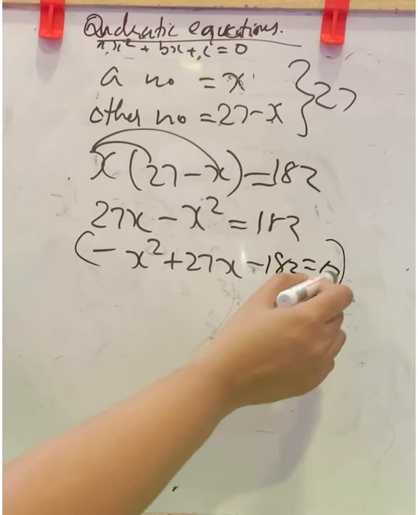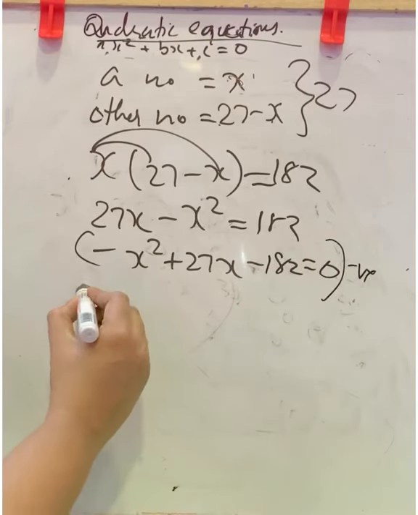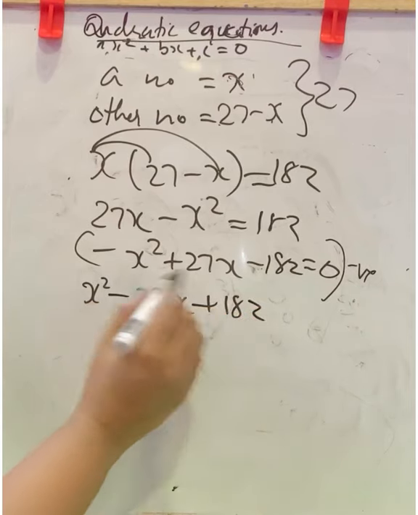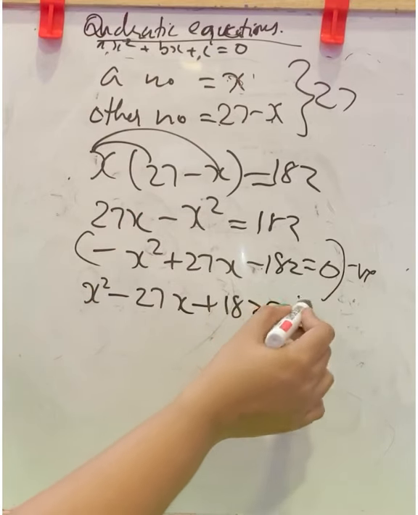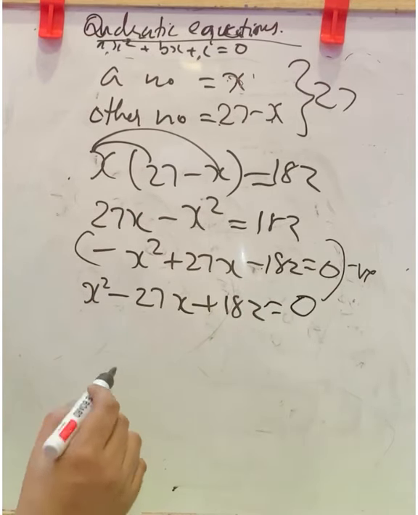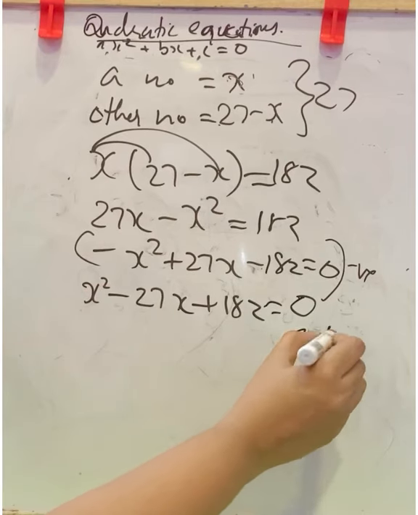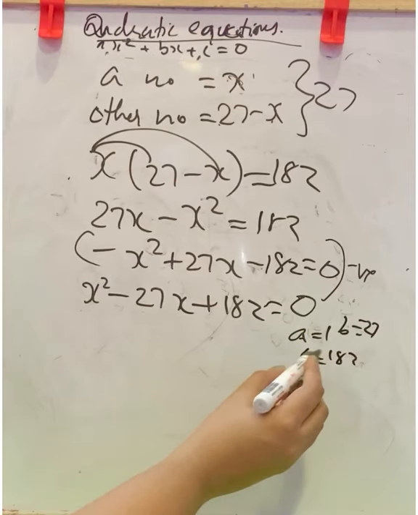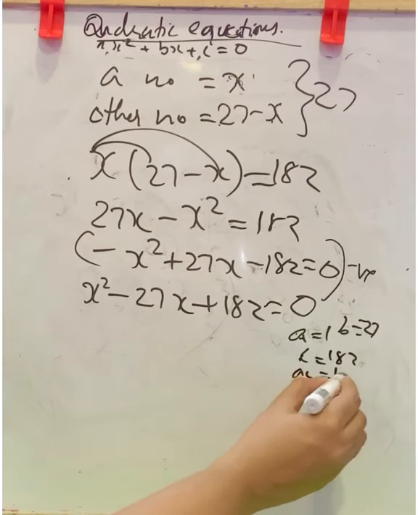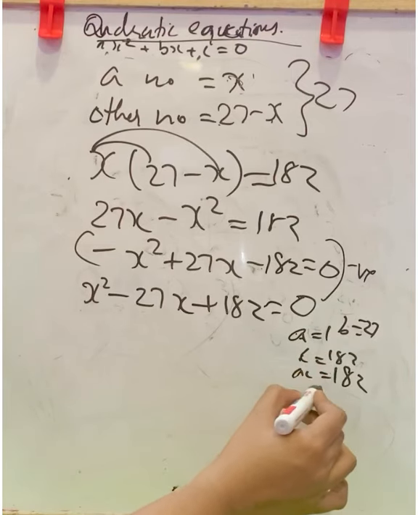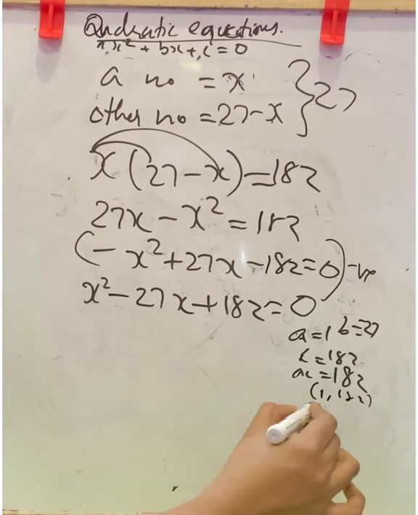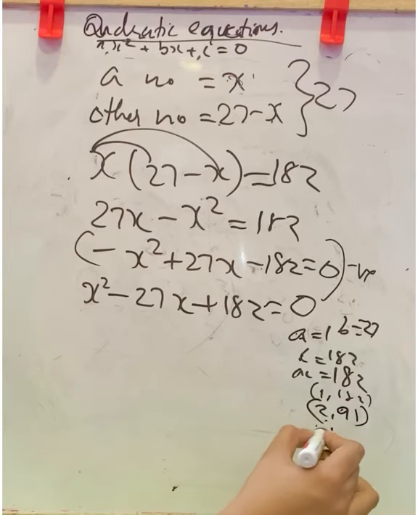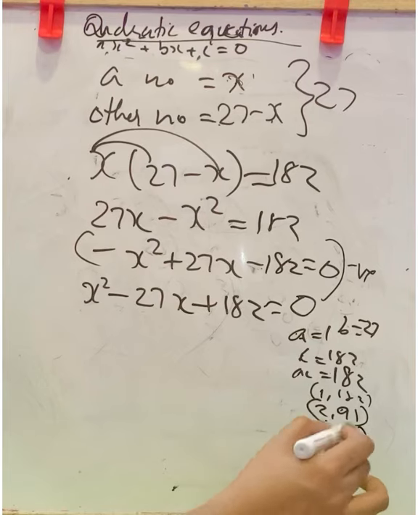Now we can multiply the whole thing by negative because we can cancel this negative. x square minus 27x plus 182, all the signs change, equal to 0 into negative is 0. This is the quadratic equation. Now this is a 1, b negative 27, c 182. a into c is 182. Factors of 182 are 1 into 182, 2 into 91. Like that we have factors till 13 into 14 is 182.